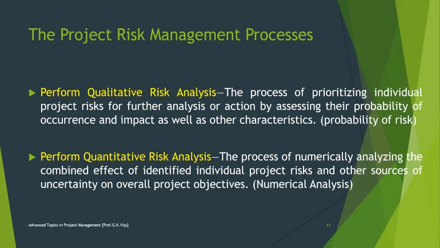Third step is perform qualitative risk analysis. In this case, we are prioritizing the individual project risk for further analysis or actions by assessing their probability of occurrence and impact. Then perform quantitative risk analysis. In the quantitative way, we are analyzing numerically the identified individual risk and other sources of uncertainty on the overall project objectives, which is also called numerical analysis.